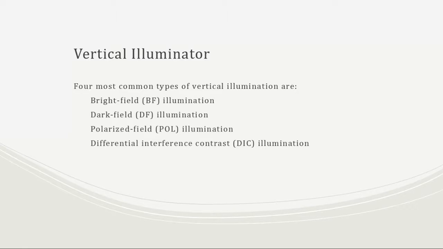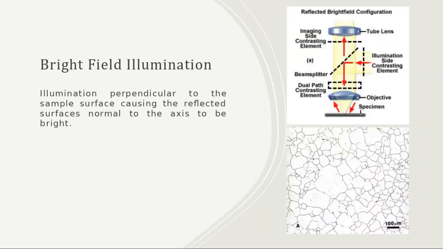So the vertical illuminator, the four most common types of illumination are bright field, dark field, polarized, and differential interference contrast, which is known as DIC. You might even see it as DICM, which is differential interference contrast microscopy. But it all depends on what you're looking at under the microscope. So after you've etched your sample, now you're able to see what that sample has to tell you.